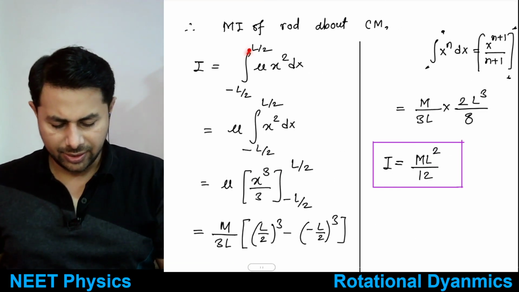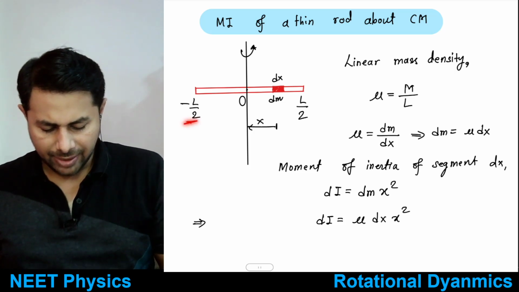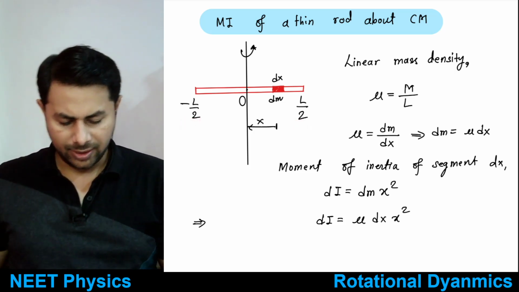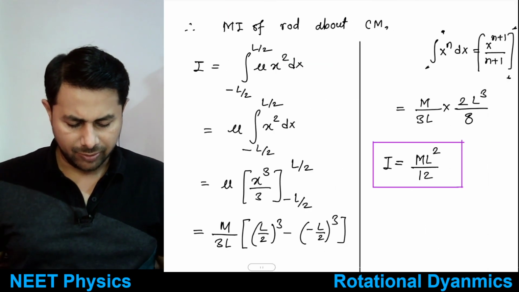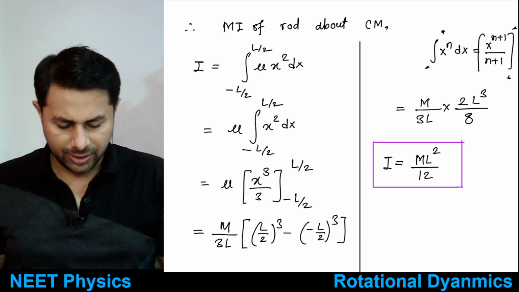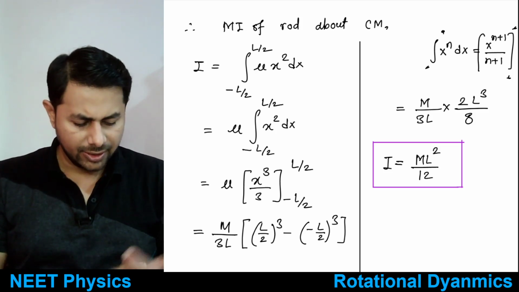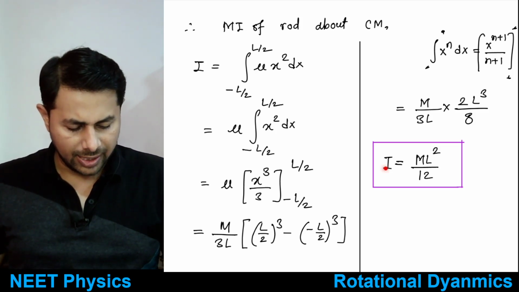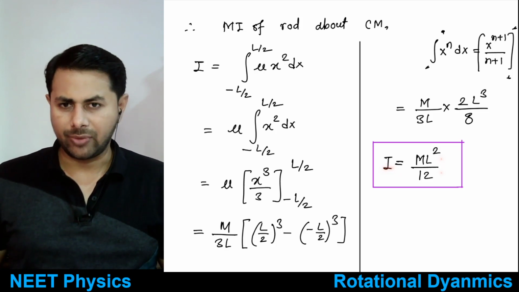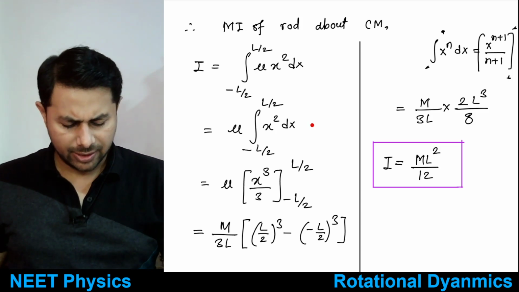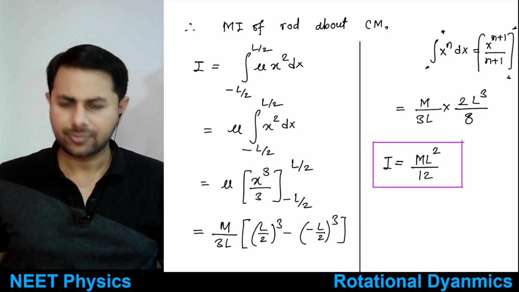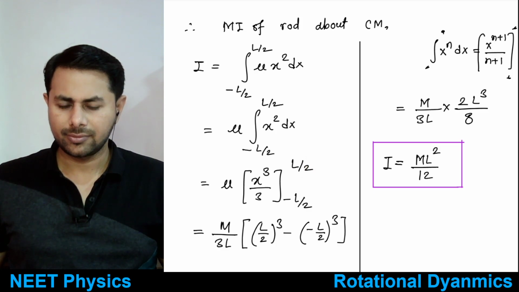You integrate it from minus L by 2 to plus L by 2, and then if you integrate that, put the values, finally you get I is equal to ml square divided by 12. Do I need to explain this derivation? Yes, no?